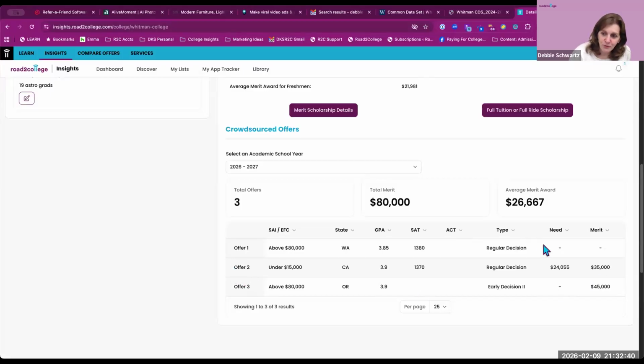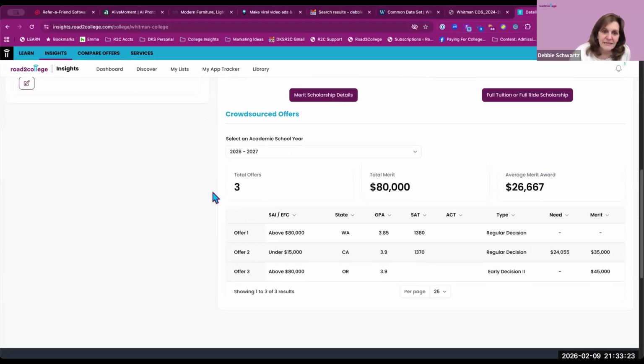This student from offer two also got a pretty high merit scholarship, and they got need because you can see that their SAI, which is what the FAFSA is going to look at if you've calculated it, is 15,000, which is definitely on the low side. A family with an SAI of 15,000 is likely to have financial need. So Whitman gave them both financial need and merit scholarship dollars. And I am guessing that the student from offer one was offered neither amount.